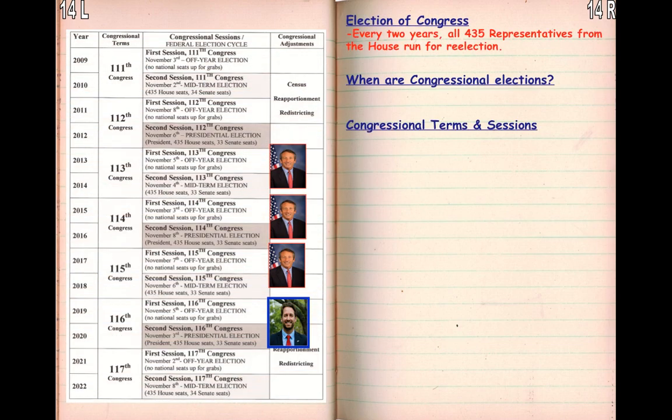So 14R is going to talk about the elections of Congress. Every 2 years, all 435 representatives from the House run for re-election. Remember, because their terms are for 2 years. So they run during presidential years, which would be like this year, 2020. They also run during midterms. These are called midterm elections, and those are run in the middle, midterm, of a presidential term.